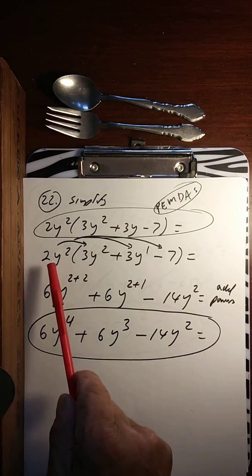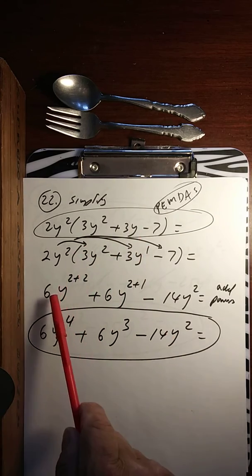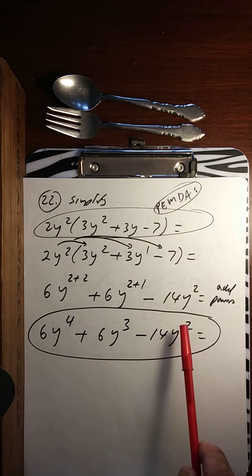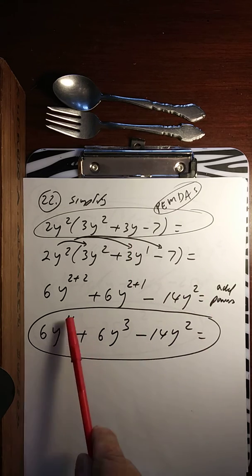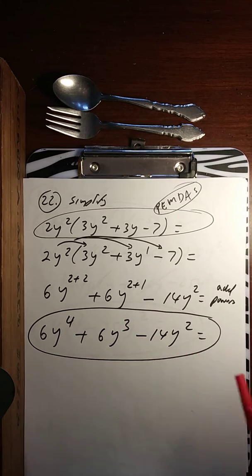First one times the first one is going to give you, put a 1 there, rewrite it. So this times this is going to give 6y to the 2 plus 2 power, 6y to the 2 plus 1 power, and then 14y squared. So that's going to give you 6y to the 4 plus 6y cubed minus 14y squared.